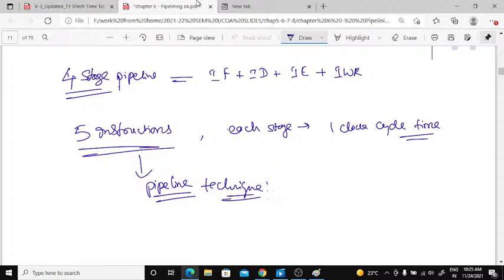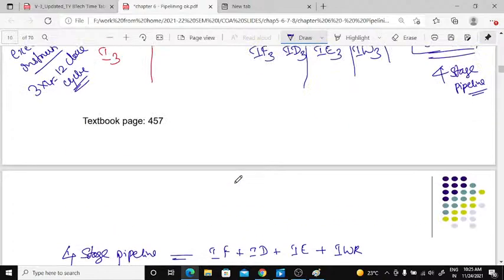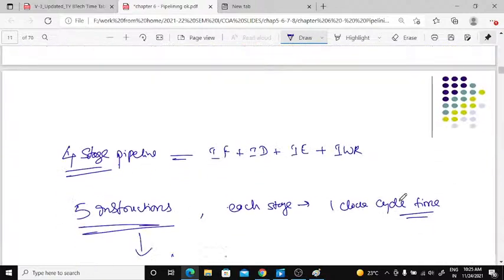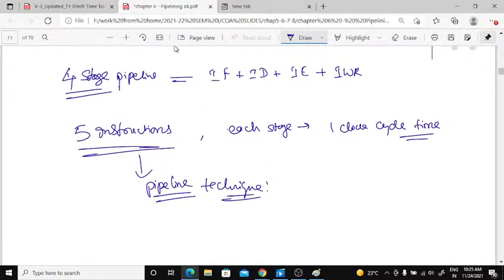I hope you understood this question. There are four stages. I have given 5 instructions, I1, I2, I3 and so on, and draw a pipeline like this. For 3 instructions it is taking 6 clock cycles. So in this way, for 5 instructions, you calculate how much time it takes.